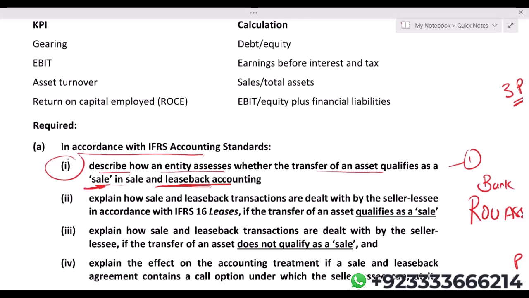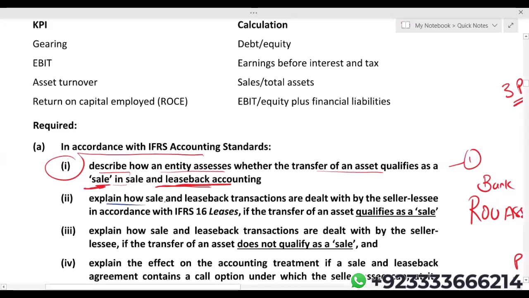So simply what you need to write for A1, that according to IFRS 15, that is revenue from contracts with customers, sale will only occur when the seller has fulfilled its performance obligation, obviously by transferring the control of the asset to the customer. In that case, we'll say that you have sold the asset.